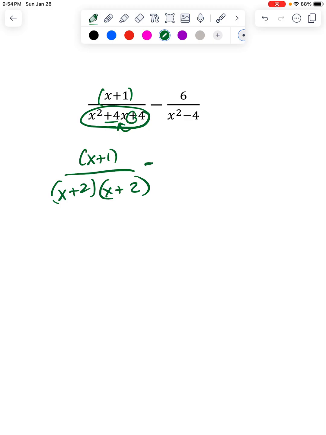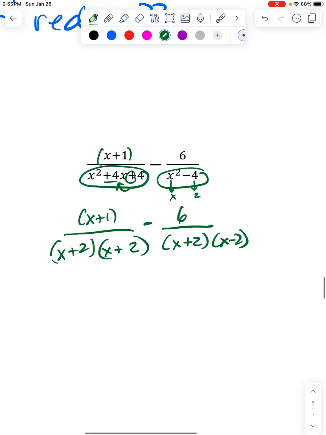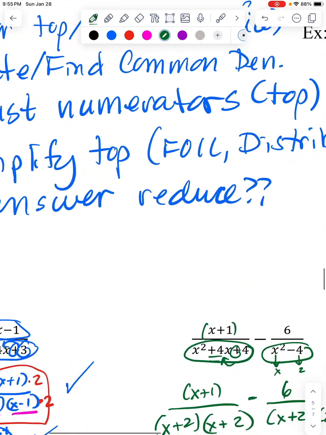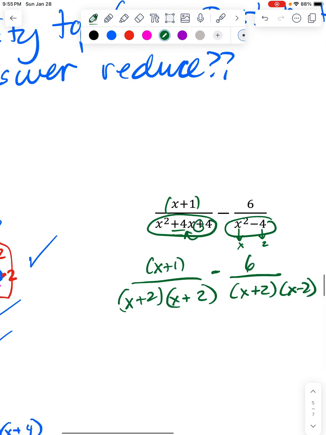Okay, then here I have 6 over. This is the difference of 2 squares because this is the square of x and this is the square of 2. So I'm going to have x plus 2, x minus 2. So that was the first step. I factored the tops and the bottoms. And then nothing reduces, meaning when I look at just this first part, nothing cancels, and here nothing cancels within.